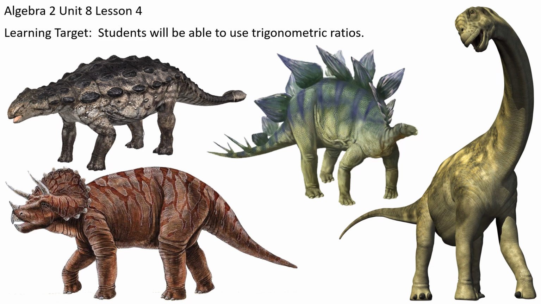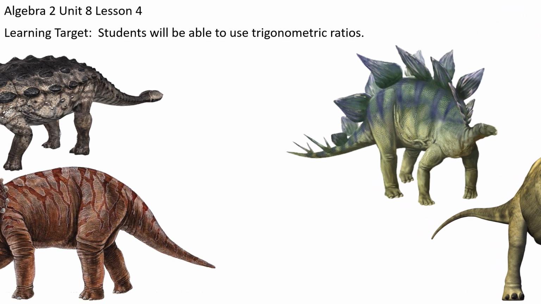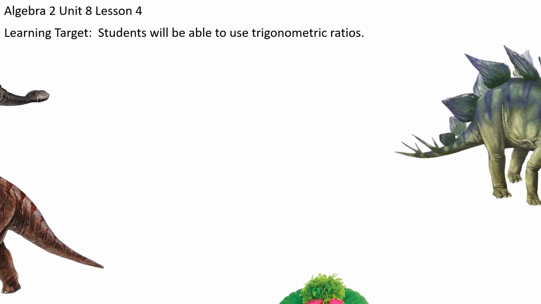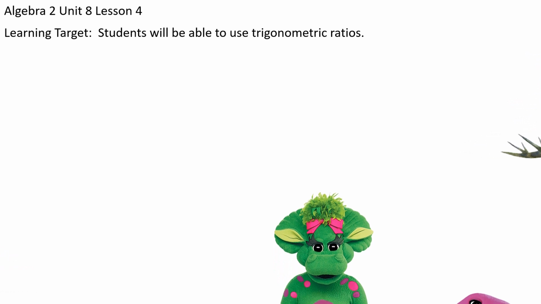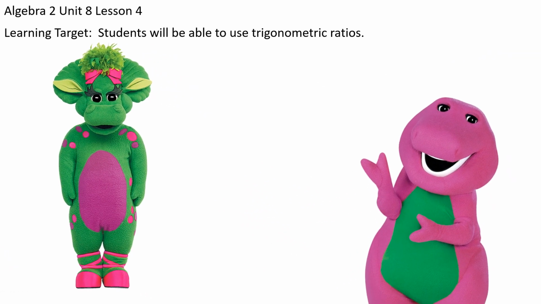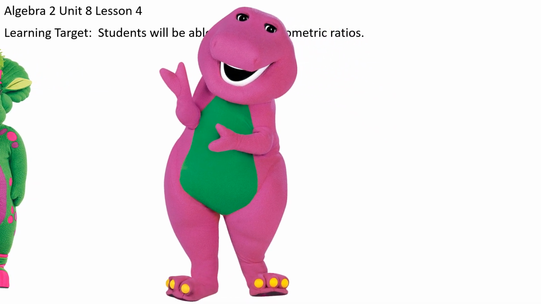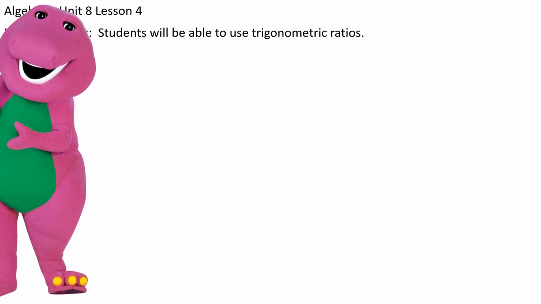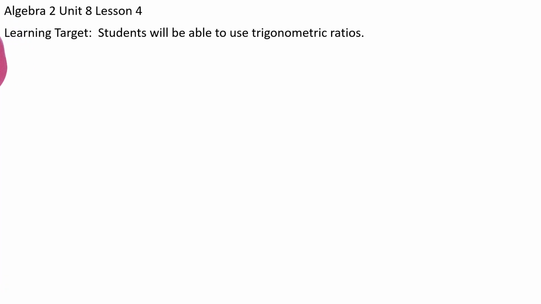Okay, new learning target. It looks like we're going to be looking at trigonometric ratios. Don't know what that has to do with dinosaurs, so let's get these dinosaurs out of here. Goodbye, dinosaurs. Hit the road. Oh no, we got more dinosaurs showing up. Hey, there you go, Barney. Yeah, let's move along. Okay, so we're going to be able to use trigonometric ratios.